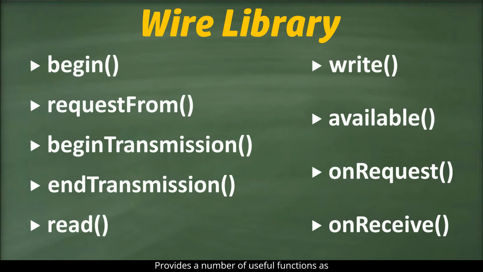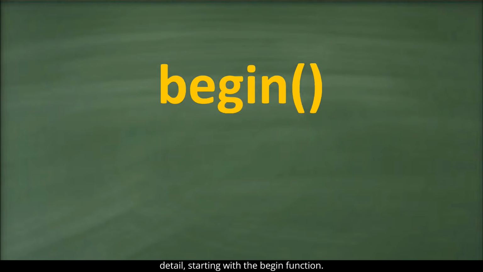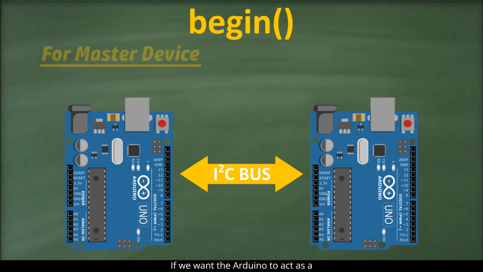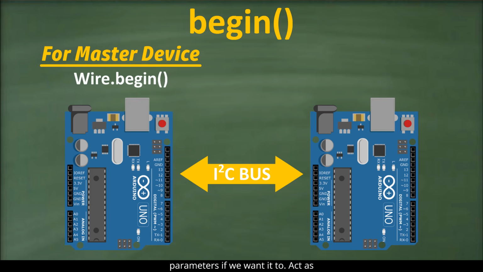This library provides a number of useful functions as shown. Let's explore each of them in detail, starting with the begin function. This function initializes I2C communication and configures the Arduino to operate either as a master or a slave. If we want the Arduino to act as a master, we call this function without any parameters.